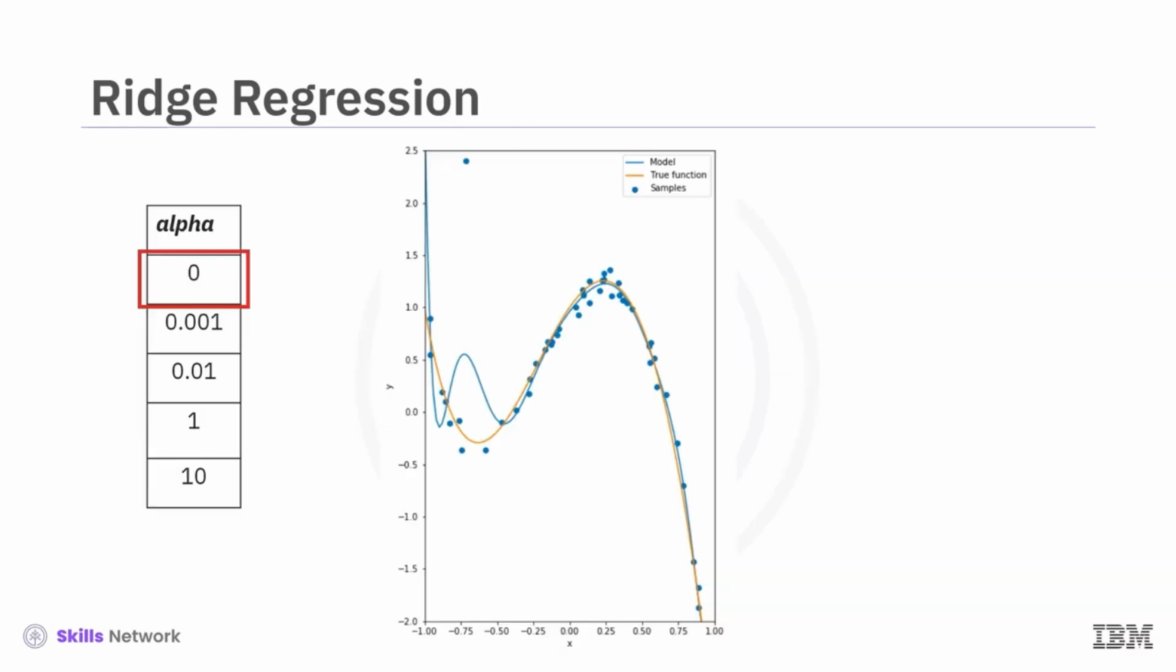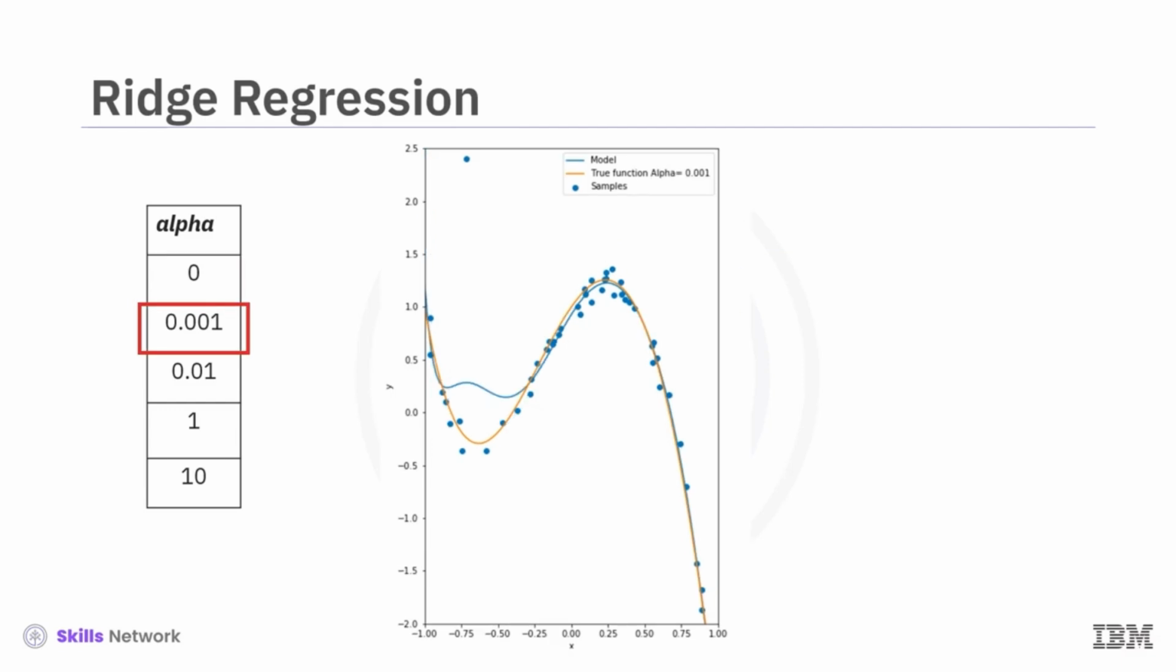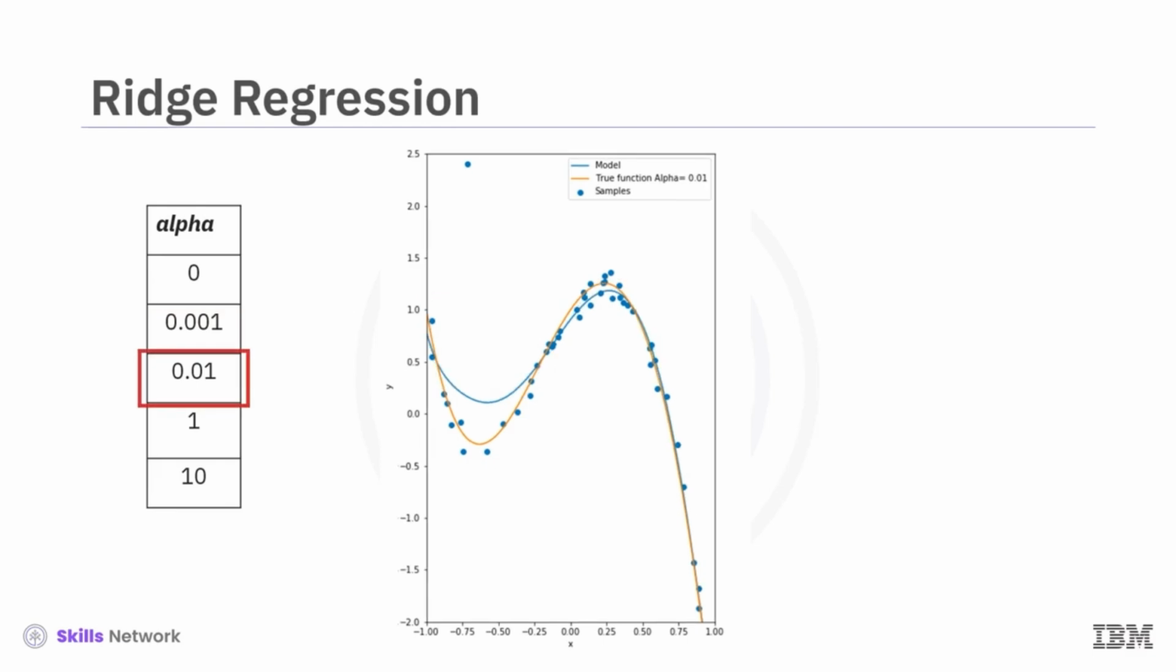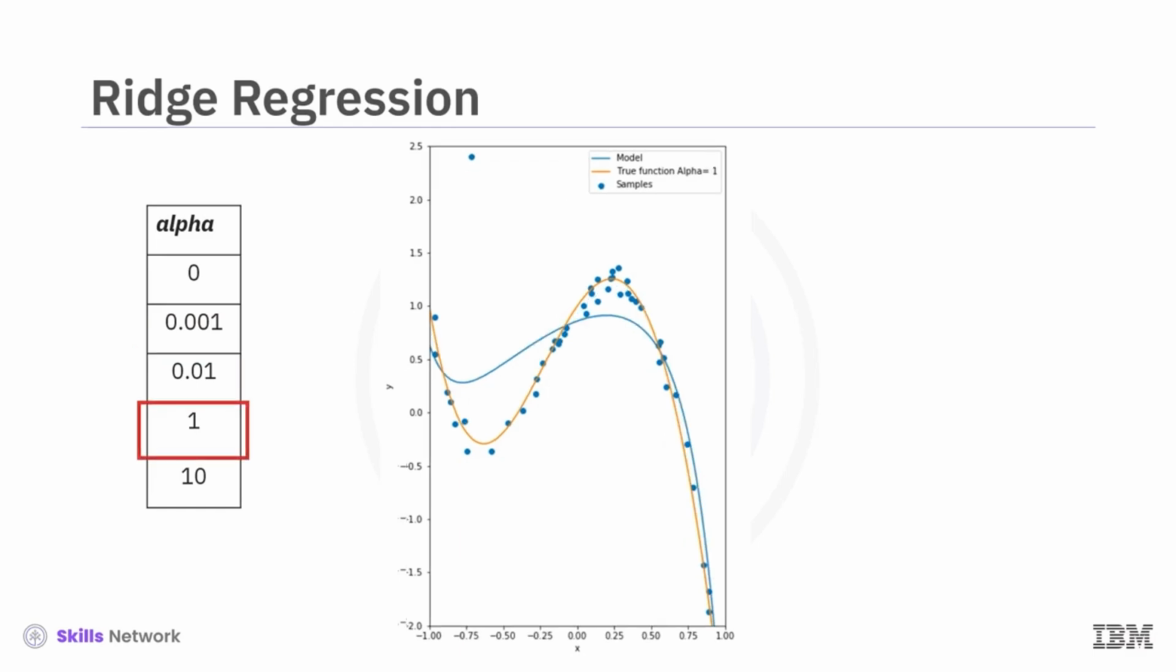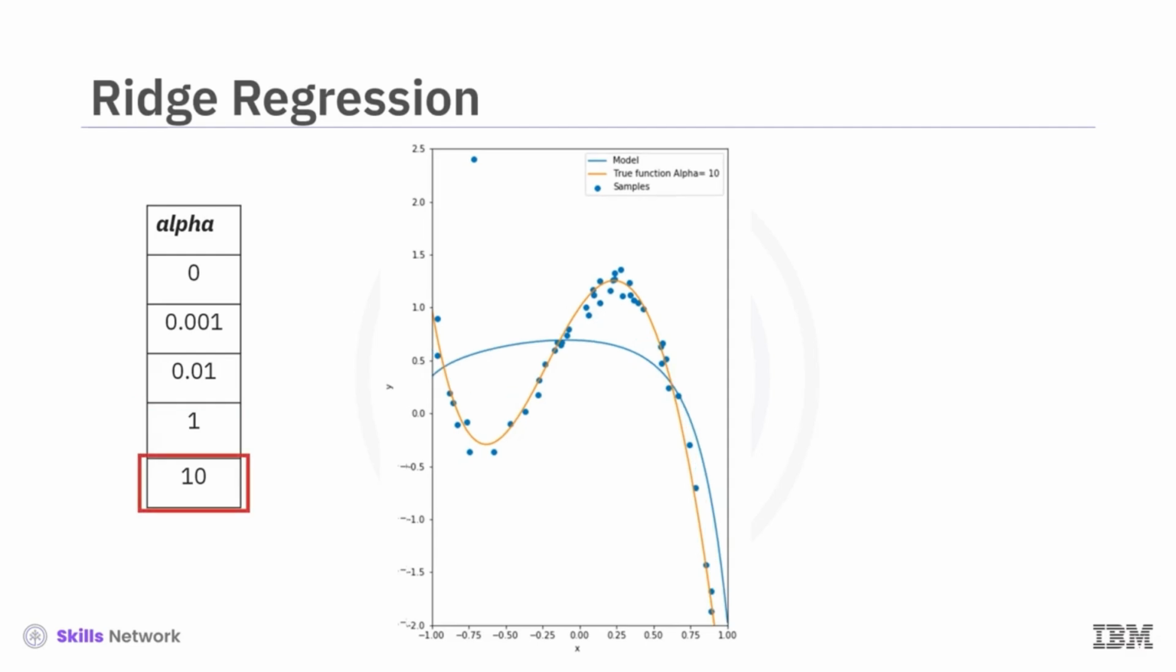If alpha is 0, the overfitting is evident. For alpha equal to 0.001, the overfitting begins to subside. For alpha equal to 0.01, the estimated function tracks the actual function. When alpha equals 1, we see the first signs of underfitting. The estimated function does not have enough flexibility. At alpha equals 10, we see extreme underfitting. It does not even track the 2 points. In order to select alpha, we use cross-validation.